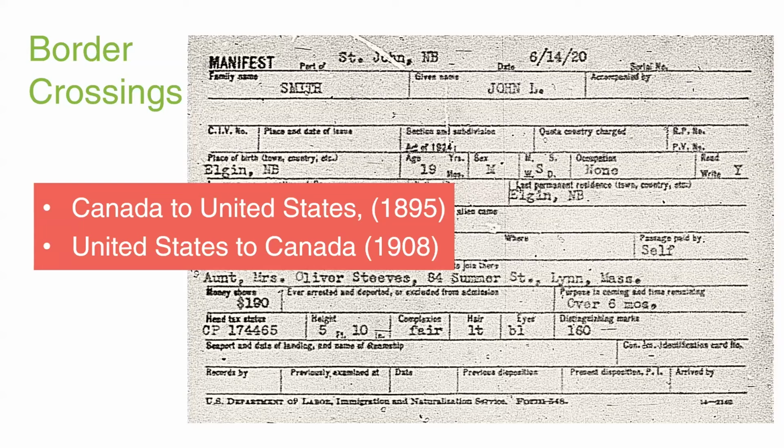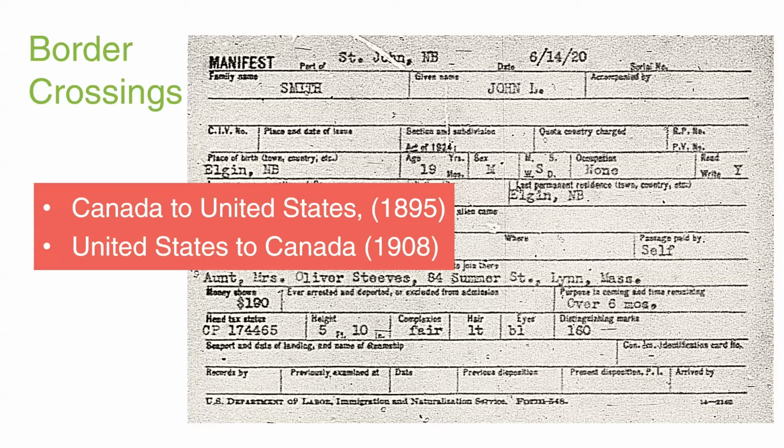A lot of families lived right across the border from each other, and they would go visit each other multiple times in a year. And a lot of those recordings of them going back and forth just don't exist because nobody was trying to monitor them. Nobody was controlling those type of things.